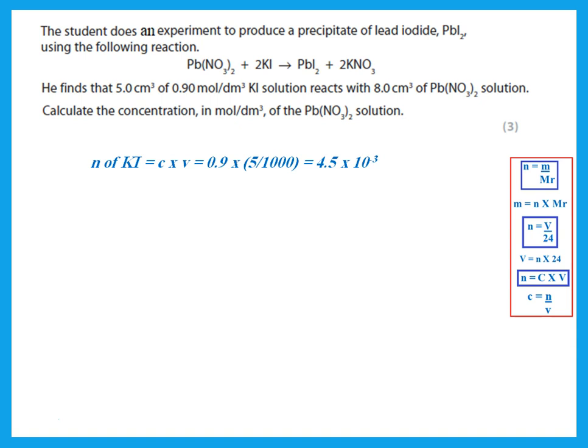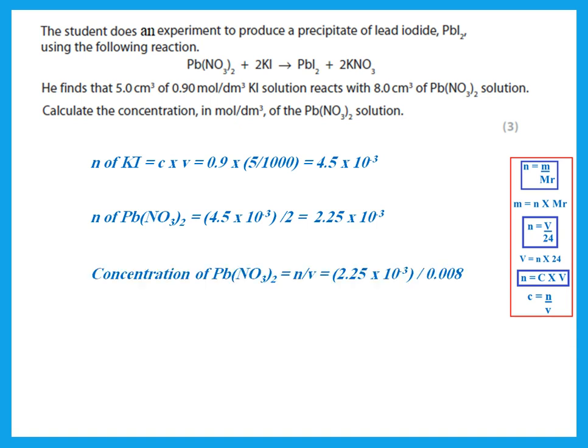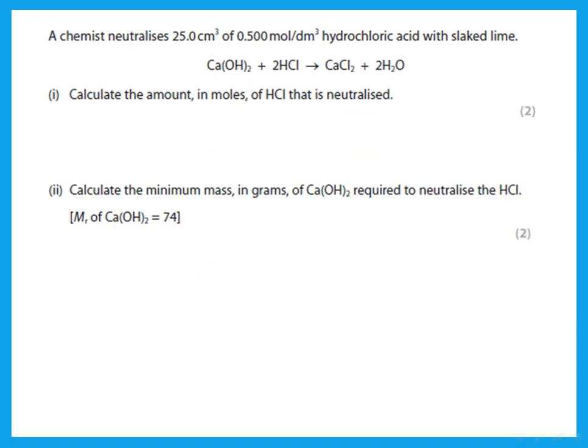Then I look at the equation. That's step 2. Look at the equation. What does the equation tell you? That the number of moles of lead nitrate is half of the potassium iodide. That gives me the number of moles. Now he wants concentration. Concentration is number of moles over volume. Are we okay with all of this? And this gives me a concentration. Remember, the unit for concentration is mole per decimeter cubed. Are we okay? Let's try one more.